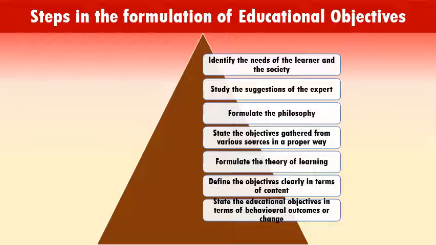Then finally, you have to state the educational objectives in terms of behavioral outcomes or change. So the possible outcomes predicted or expected from the learner's end have to be mentioned very clearly, right? The social change or the behavioral change in terms of outcome, what we are expecting in the learner and what we are expecting will happen in the society, that has to be stated very clearly. These are some of the steps in the formulation of educational objectives.